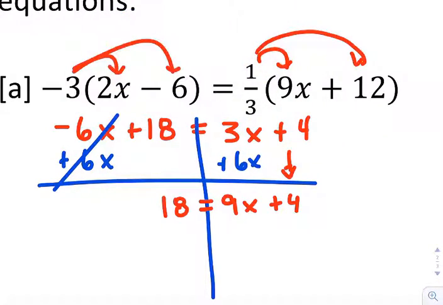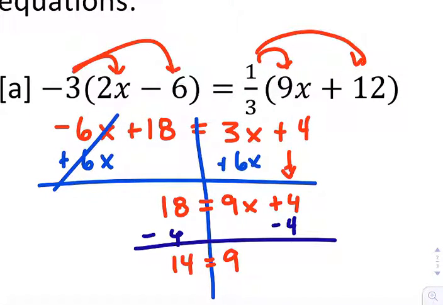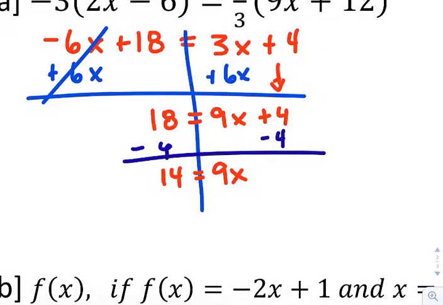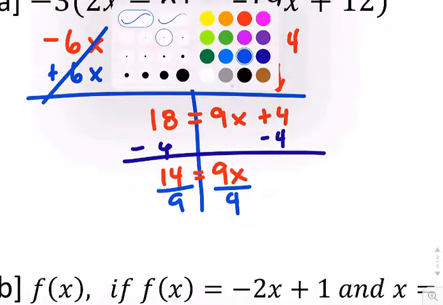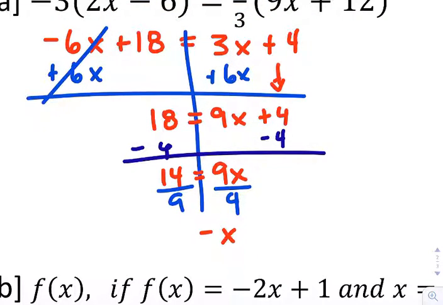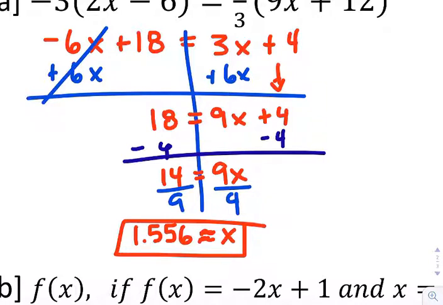Continuing our algebra, to get rid of this plus 4, we'll subtract it on both sides, of course. So we're left with 18 minus 4, which is just 14, and then 9x on the right-hand side. Last step, if we want to get rid of a times 9, we'll divide both sides. And so x is going to be the same as 14 over 9, which is about 1.556. Of course that's approximated, but there you go.